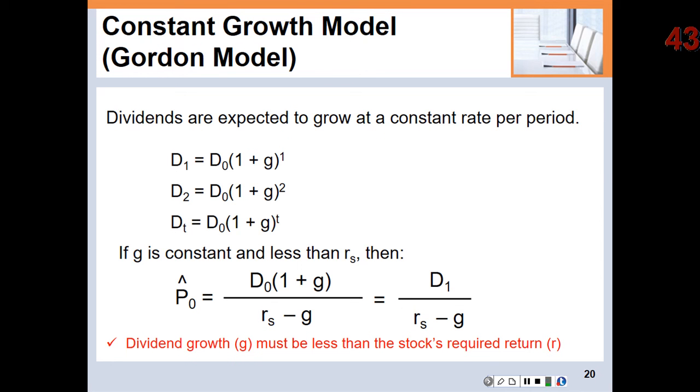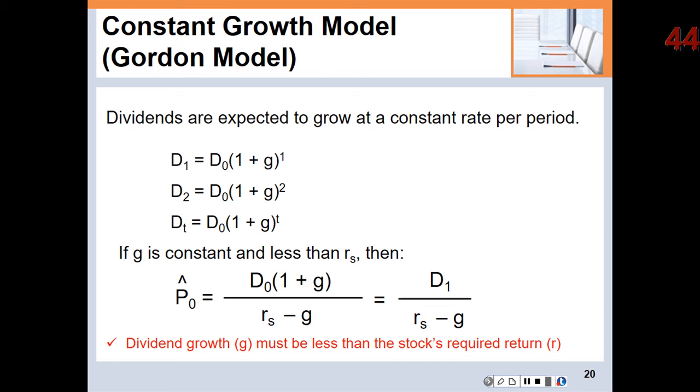So hang with me for just a minute. We need to get through this, and then I'll get you out of here. The next model is what's called the constant growth model, or another name for it is the Gordon model. And again, the name tells you, this model assumes a stock's dividends grow at a constant percentage each year. Thus the name, the constant growth model.